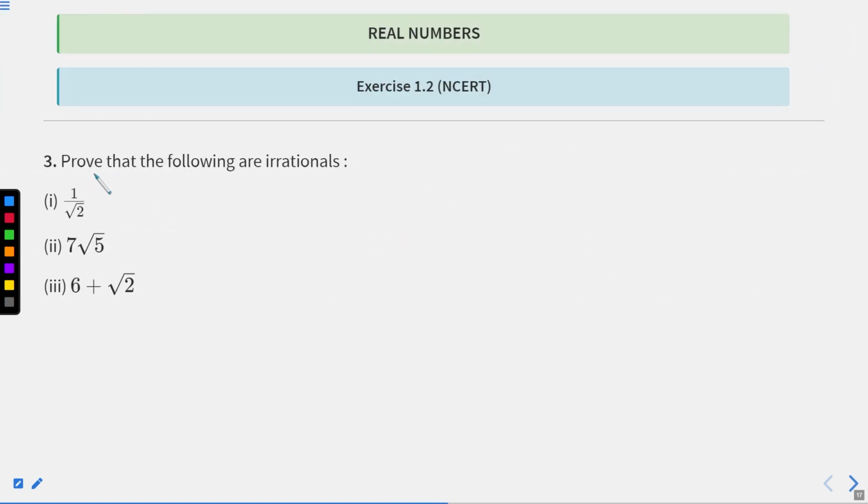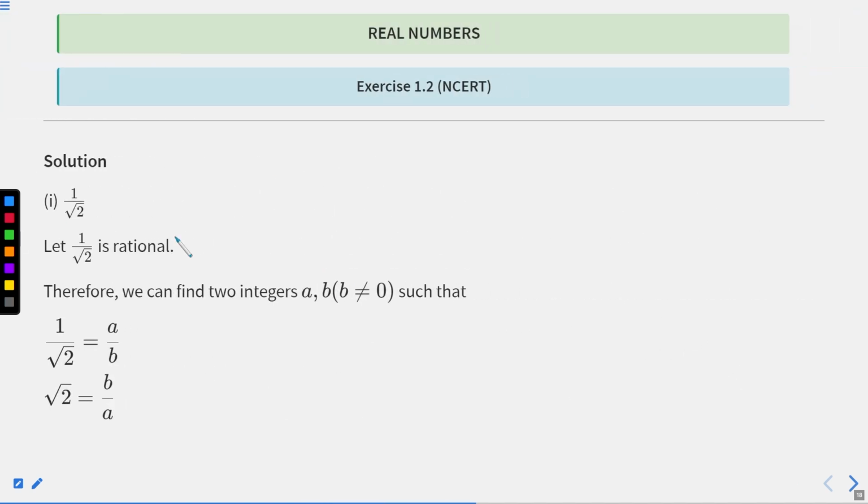Now let us start question number 3. Here we prove that the following are irrational numbers. First one we have 1 by root 2. This is an irrational number. How can we prove it? Here we let 1 by root 2 be a rational number. Therefore we can find two integers a and b, where b is not equal to 0, such that 1 by root 2 can be written as a over b.